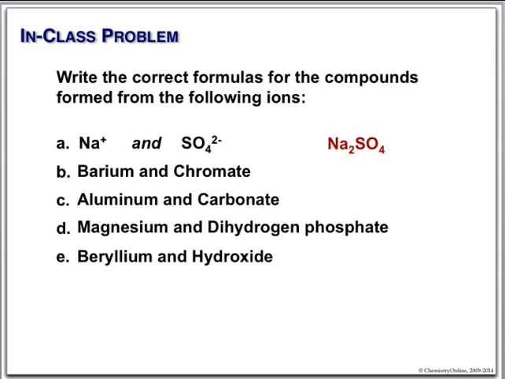Chromate is one that we're not going to have on the exam. Barium we know is +2. Chromate is CrO4 with a -2. Barium is a +2. We essentially need one of each.